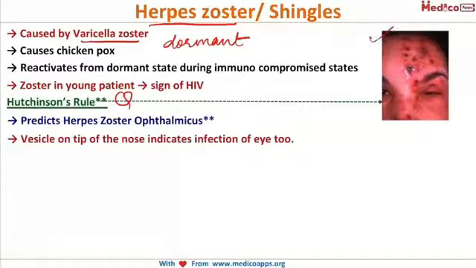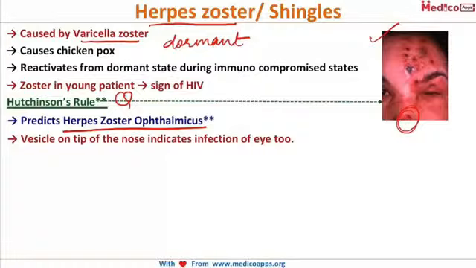Now look at this picture. What does this Hutchinson's rule do? It predicts whether the herpes virus will affect the cornea or the eye or not. In this condition, we call it herpes zoster ophthalmicus. If the herpetic vesicle is present on the tip of the nose like this, it indicates that the eye is infected as well, and that you have to treat the eye as well. This is the famous Hutchinson's rule.